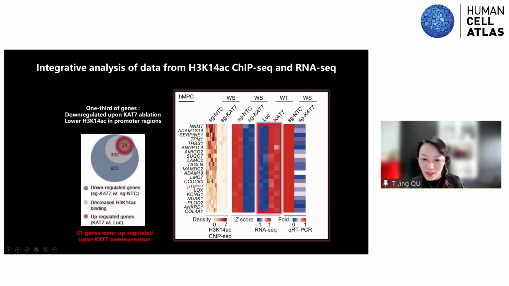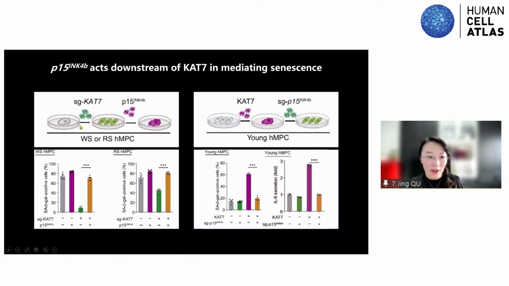We noticed P15 is a cyclin-dependent kinase inhibitor. When we knock out KAT7 in the cells, it can retard senescence. If we add P15 back inside the cells, it can promote the cells into the senescence program again. Also, if we overexpress KAT7 in the young cells, it can make the cells senescent. And if we silence P15, it can reverse the aging-promoting effects of KAT7. So from these two sets of experiments, we proved that KAT7 plays a key regulatory role in cellular senescence via the KAT7, H3K14 acetylation, and P15 axis.